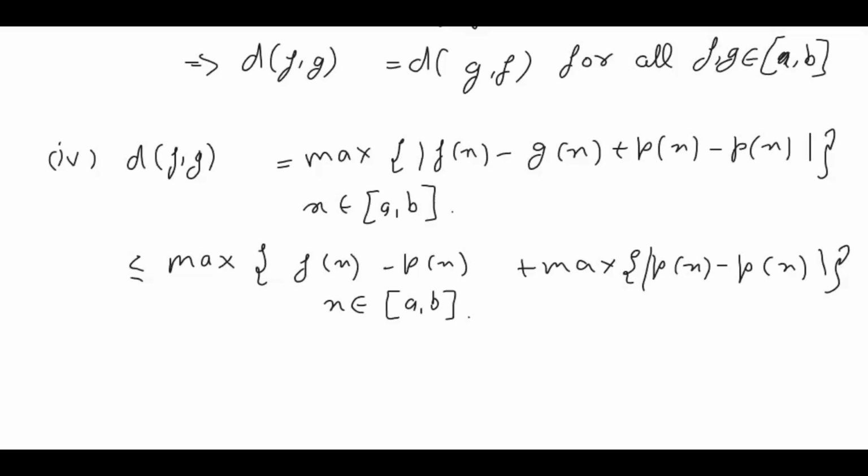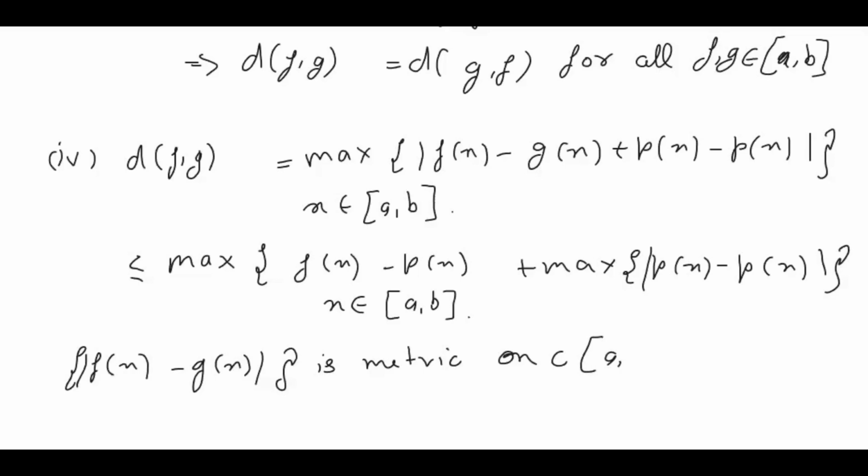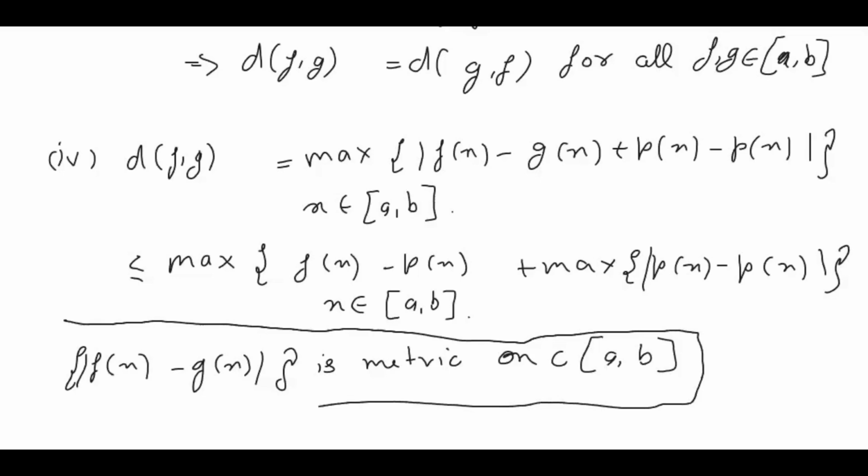So the conclusion says that |f(x) - g(x)| is a metric on C with closed range [a, b]. This is our final conclusion, or we can say this is our final answer of the given question.